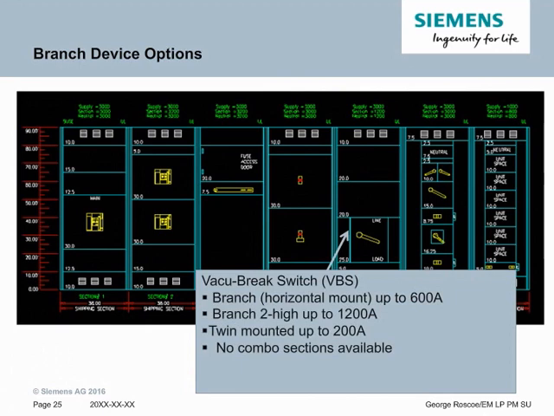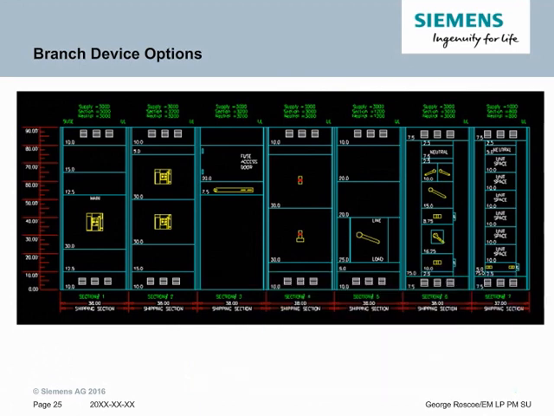Vacuum break switches can be mounted in group mounting up to 600 amps. And anything larger, you can do branch mounting 2 high up to 1200 amps. And then we have twin mounting, as you can see in the 6th section of 2 of them. There is no combo section available with vacuum break switches.